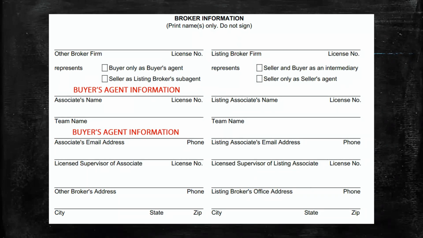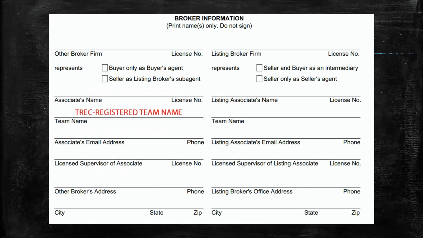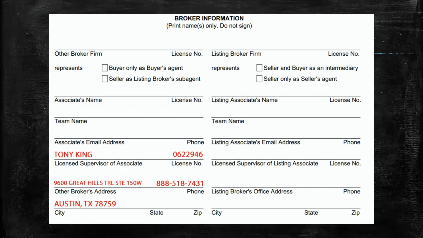And remember, it's important to have accurate information. Not only is the other party relying on this to be able to contact you if the agent needs to contact you, but the title company is relying on this information to get in touch with you as well. On the blank that says team name, if you are a member of a TREC registered team, then you will put the registered team name on this line. And then for the rest of the information, you can get this on the Texas Welcome Center's website, but I've written it all in here for you.